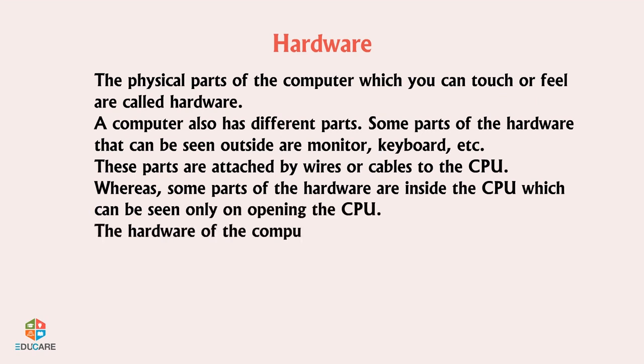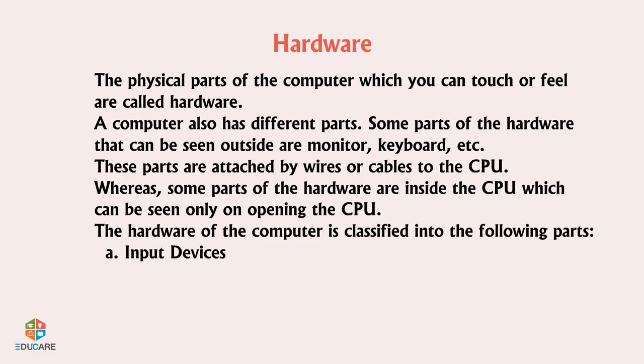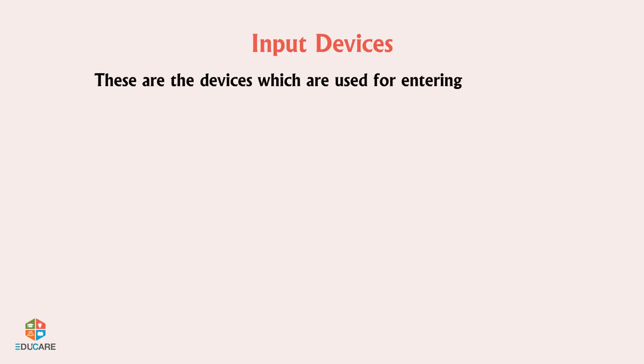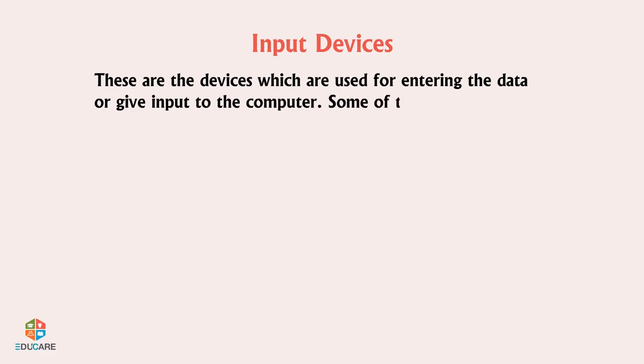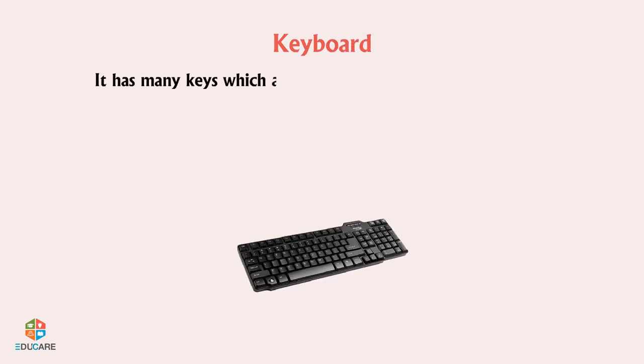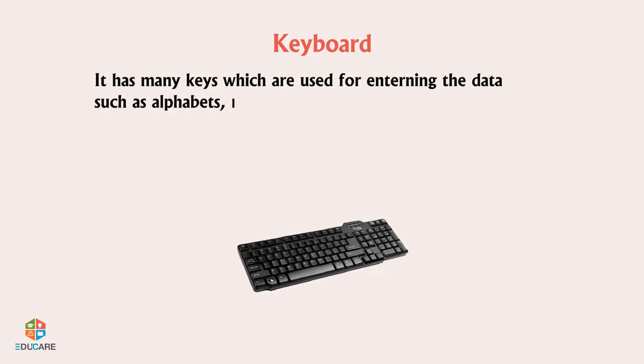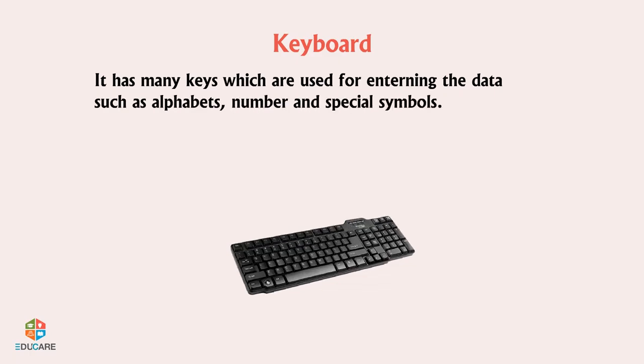The hardware of the computer is classified into the following parts: input devices, output devices, processing devices, storage devices. Input devices: these are the devices which are used for entering the data or give input to the computer. Some of the input devices are keyboard. It has many keys which are used for entering the data, such as alphabets, numbers, and special symbols.